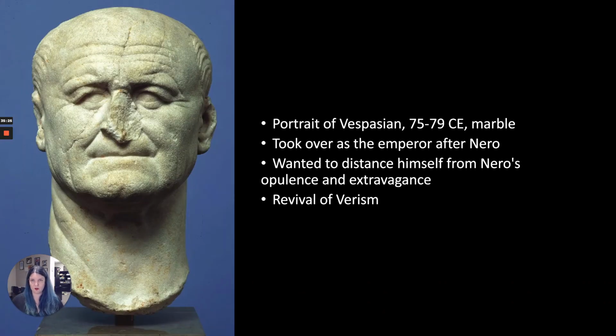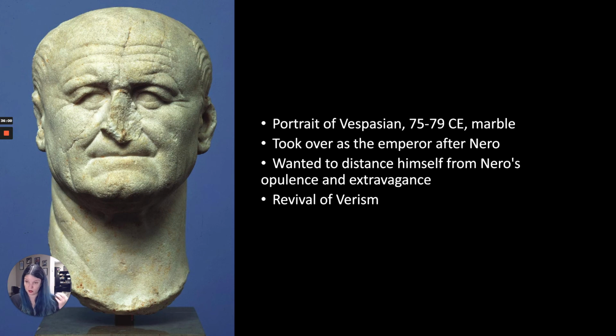Okay, Flavian portraiture. Here's a portrait of Vespasian. So this is carved out of marble. And so we see that he wants to be portrayed not as a god, not as a handsome young person who's eternally youthful, like the Julians were into. He wants to be unpretentious. He was an army general. He wanted to distance himself from all the opulence of Nero's rule, which was seen as bad. People were very unhappy with him. They thought he squandered all the wealth and just spent things on silly things for himself.